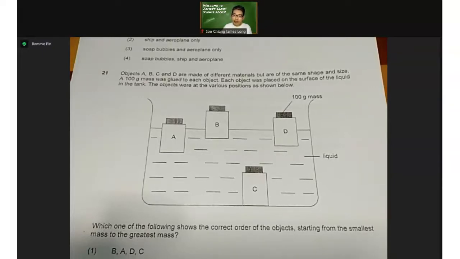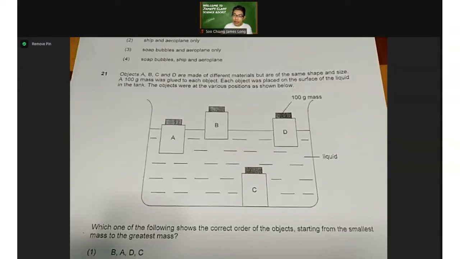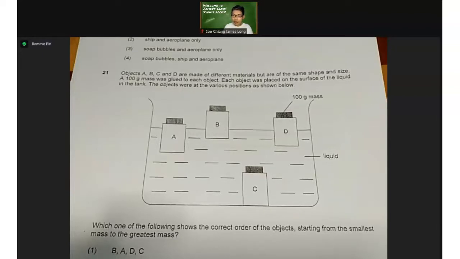Now, you haven't learned the idea about density yet, so I will not talk about density. But if you're interested, you can go and read up more about density and the formula to understand this better. But you don't need that to solve this. Just assume that if the object has more mass compared to another object of the same size, very important, same size means same volume.